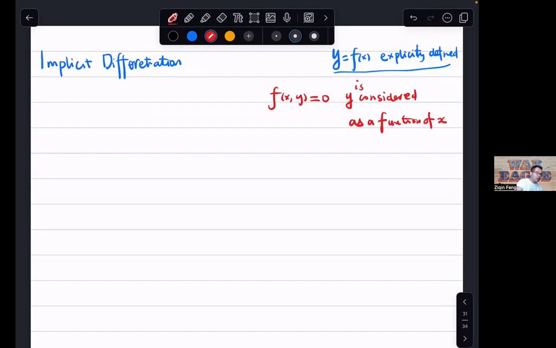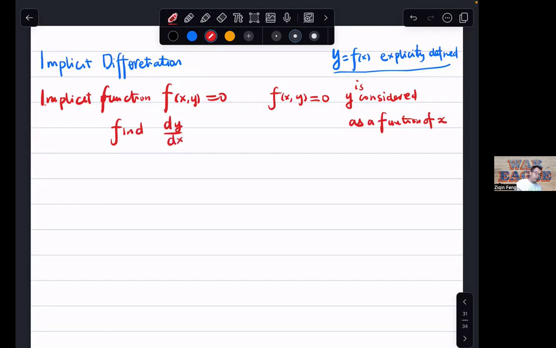So for sure, implicit differentiation is used on differentiating implicit functions. We want to handle an implicit function in the form of f of x, y equal to 0. We want to find dy over dx. So how do we do that?